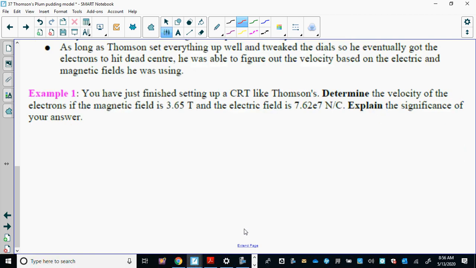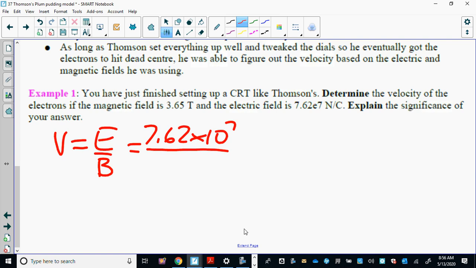Classic, easy example. You want to determine the velocity in an electric and magnetic field. The magnetic field strength is 3.65 Teslas, and the electric field strength is 7.62. So without going through all the gory details, it's just this formula here. Plug the numbers in, and you get the answer, which turns out to be 2.07 times 10 to the 7.